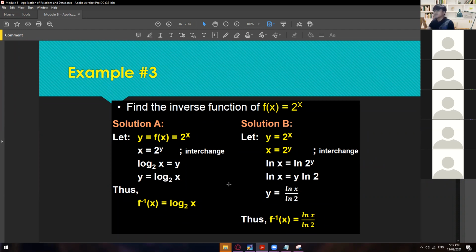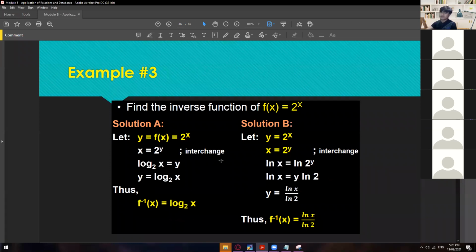All right. So if you're not familiar with how to do this using log and ln, then please search for this on the internet or on YouTube, on how to bring down an exponent in a certain equation.